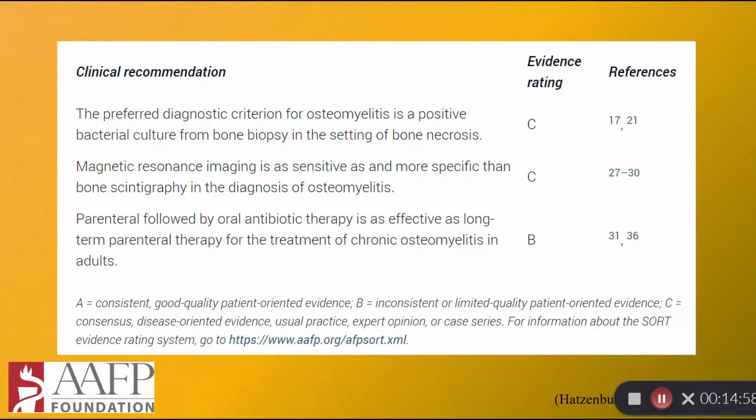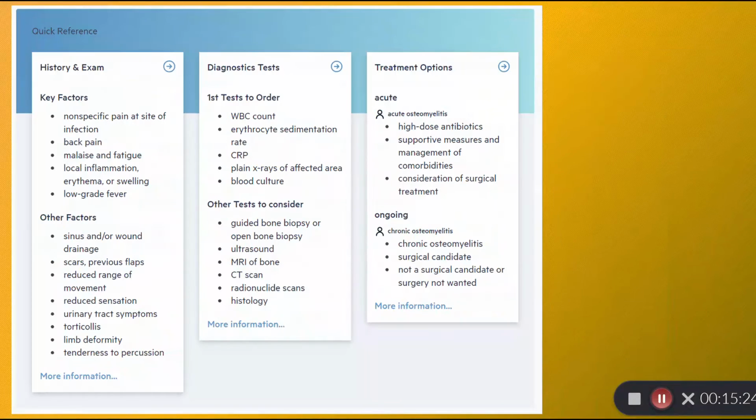Clinical recommendations. This is from the AAFP as well. The preferred diagnostic criteria is a positive bacterial culture from a bone biopsy, okay? But we're not always going to do a bone biopsy. MRI is as sensitive and more specific than bone scintigraphy, and it can diagnose. So basically, we do long-term IV antibiotics.